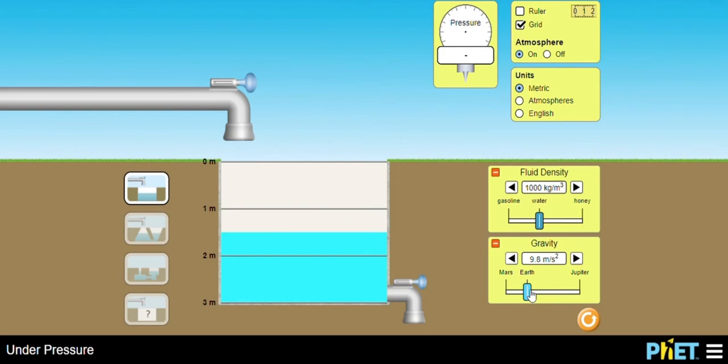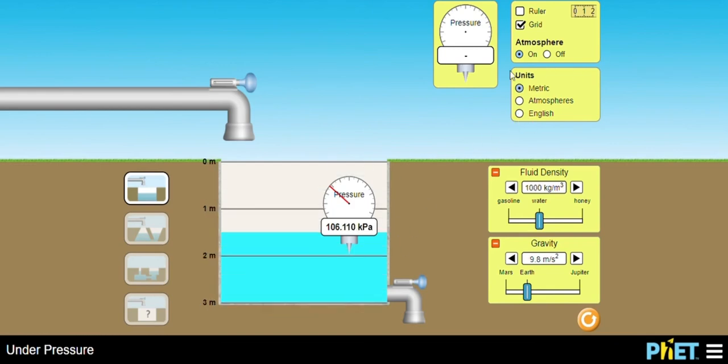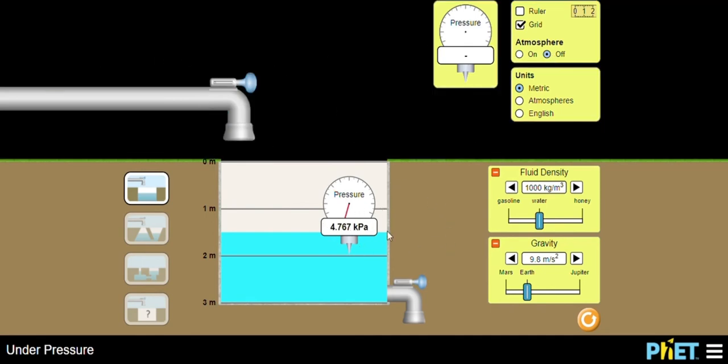Identically, this segment is to adjust the gravity level, either to use the Earth gravity level, Jupiter, Mars, or others. Moreover, this part is to determine which unit we are going to use. As an example, this one is kilopascal pressure, while this one is atmosphere, and lastly, pounds per square inch. Lastly, this part is to control whether your experiment is going to be influenced by the atmosphere or not.